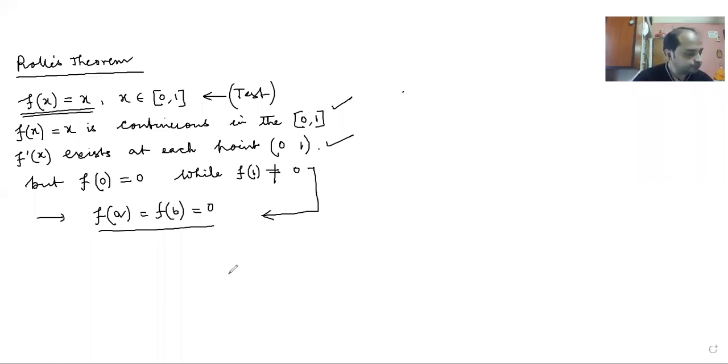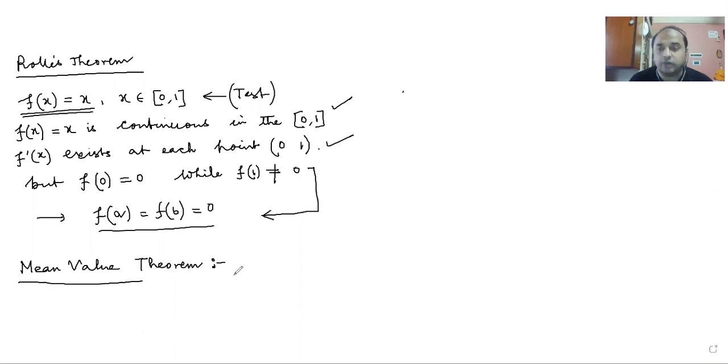Now let us move on to the next theorem, which is called the mean value theorem. After that, I'm going to do one or two problems on the basis of this. The mean value theorem is actually the further generalization of Rolle's theorem.